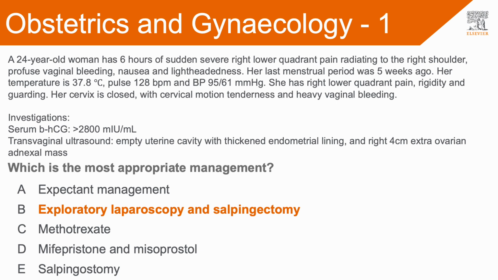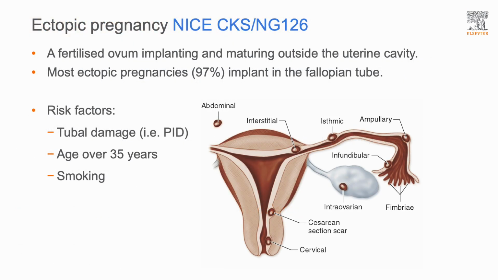And here we can see the correct answer is B, an exploratory laparoscopy and salpingectomy. In the next slides, we'll just discuss what makes that the correct answer. So the underlying diagnosis in this question is an ectopic pregnancy. The content covered in these slides comes from NICE CKS and NICE Guideline 126, which you can access online. All content in this webinar relates to NICE or the Royal College of Obstetrics and Gynaecology guidelines.